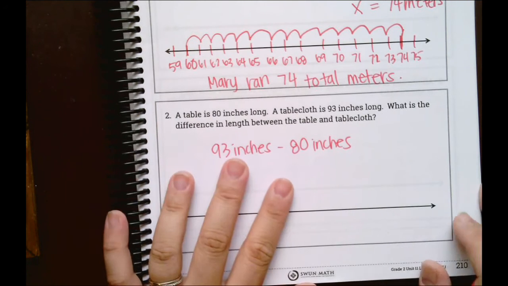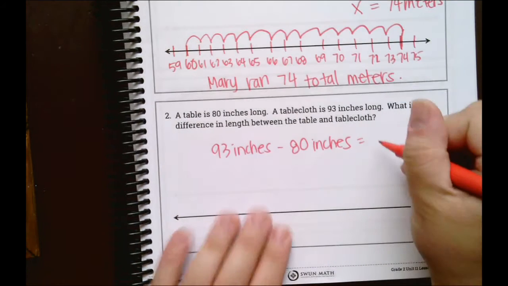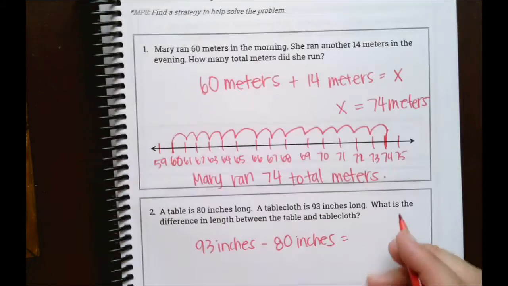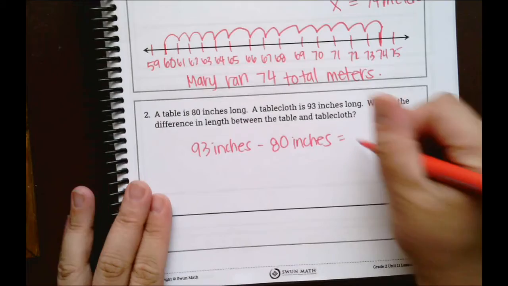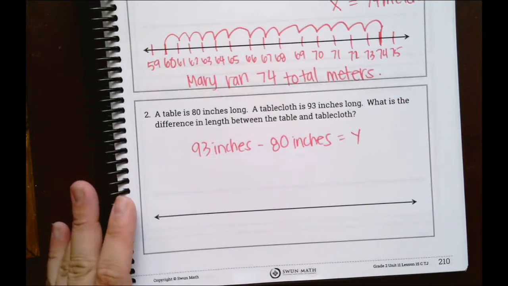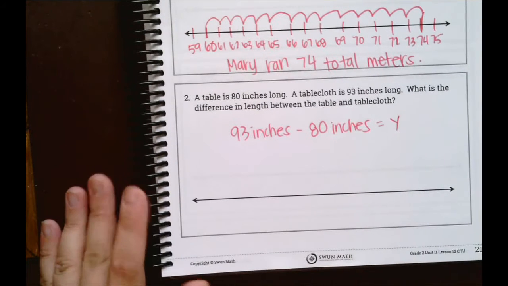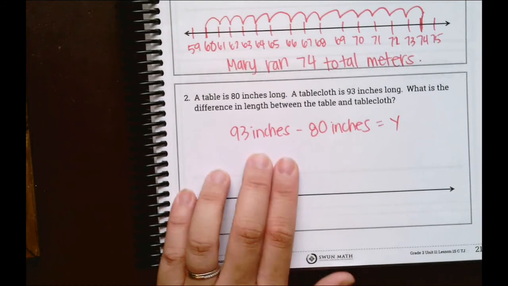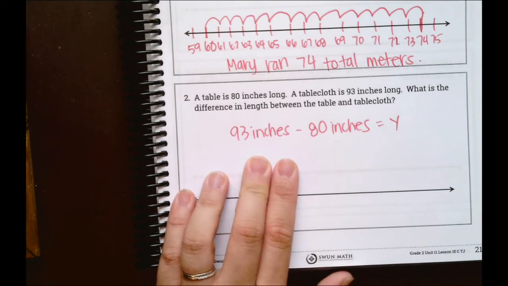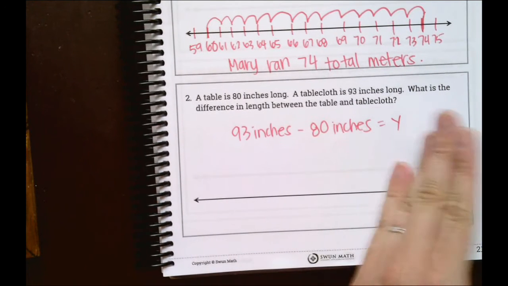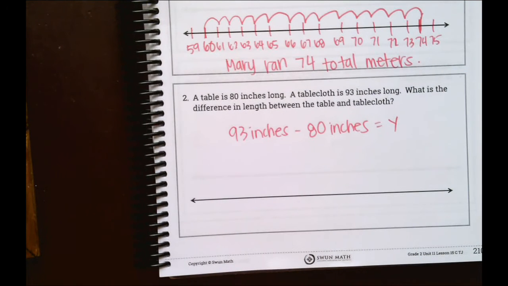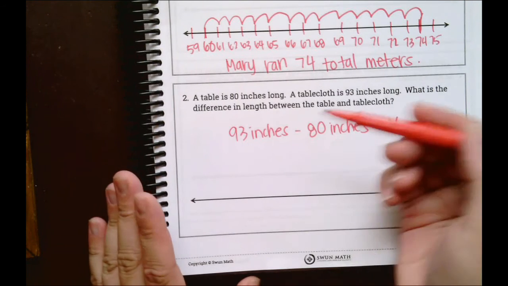And then you need to put in equals, and you can use a different letter than you used before. So we used X before. We're going to use Y. Okay, and now we need to solve for Y. So when we subtract, are we counting forward or counting backwards? Counting backwards, right? We're going to the left.